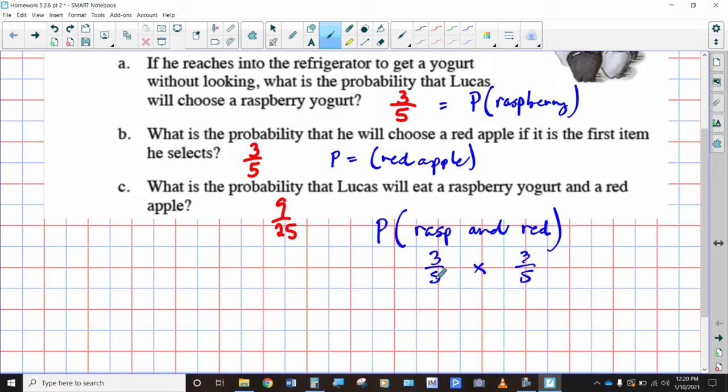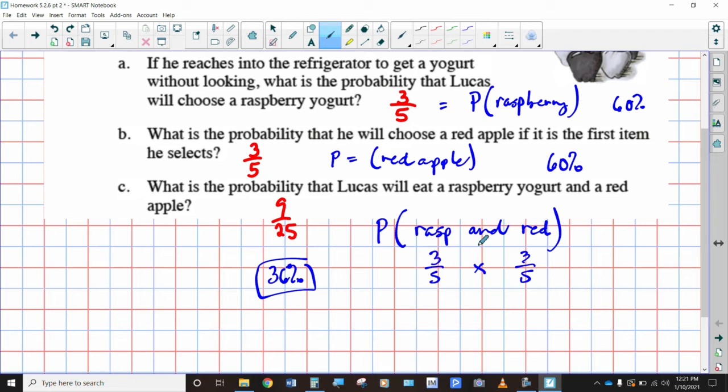So 3/5 times 3/5 is 9 out of 25, which is a 36% chance. You went from having a 60% chance of just getting a raspberry yogurt, and a 60% chance of getting a red apple, to a 36% chance of getting both of them. So when you have compound probabilities where you have to do this and that, it lowers the probability. And in order for that to lower, you'd have to multiply them together.